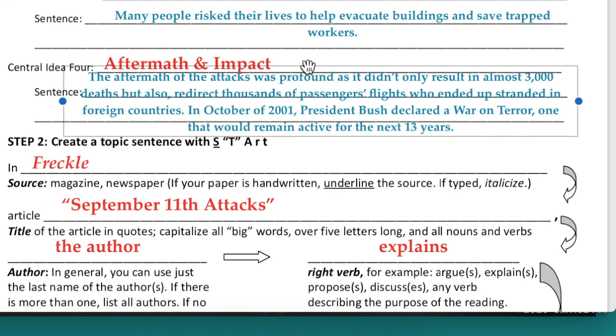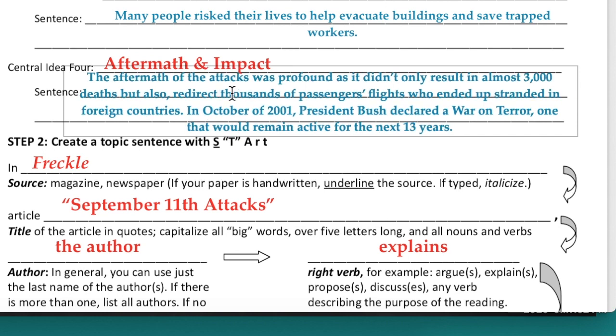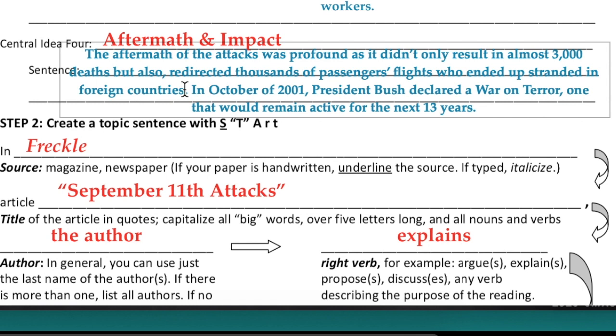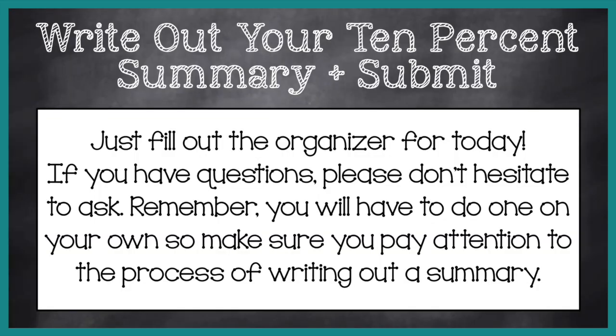The aftermath of the attacks was profound, as it didn't only result in almost 3,000 deaths, but also redirected thousands of passengers' flights who ended up stranded in foreign countries. I think I can accept that. In October of 2001, President Bush declared a war on terror, one that would remain active for the next 13 years. Alright, so there you have it, guys.